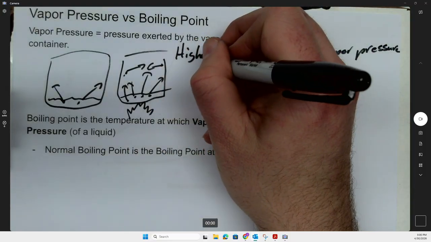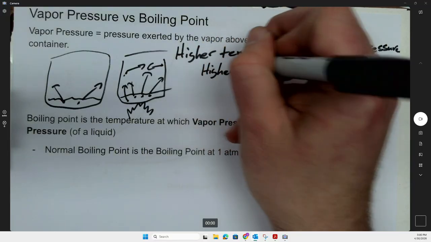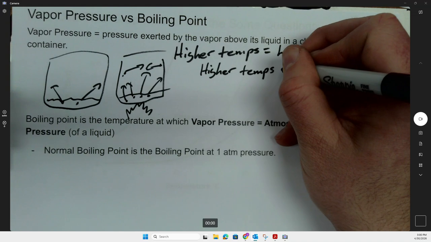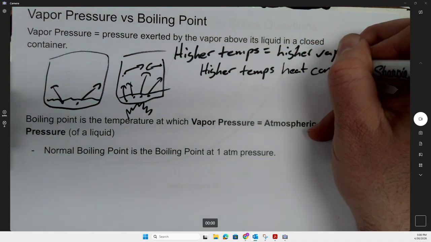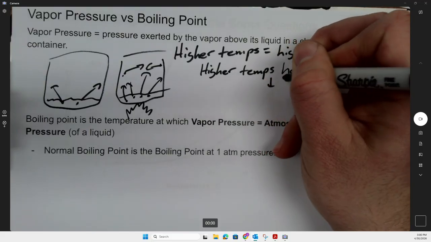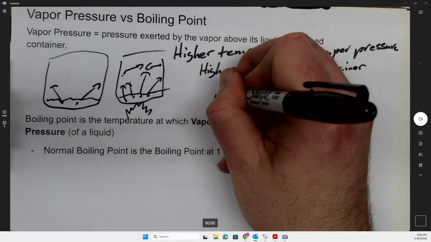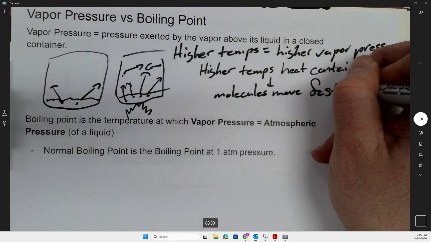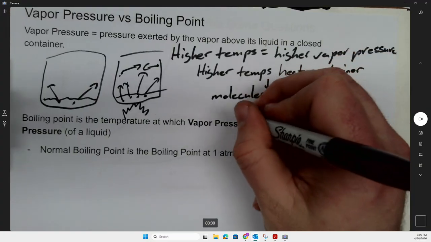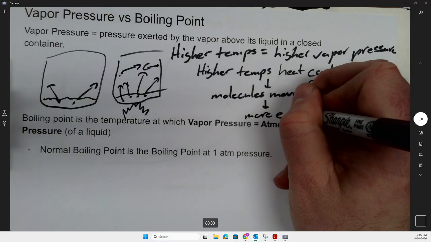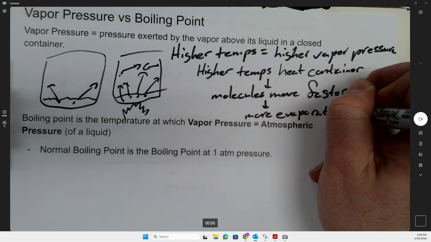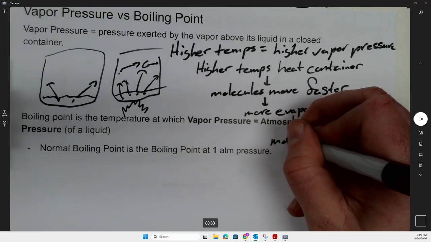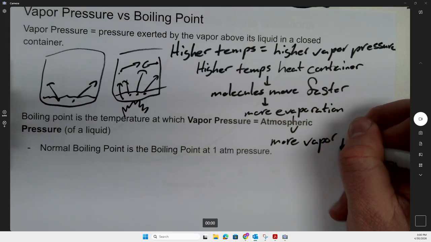Why? Because higher temps heat my container, it causes my molecules to move faster, which then creates more evaporation, which creates more vapor pressure.